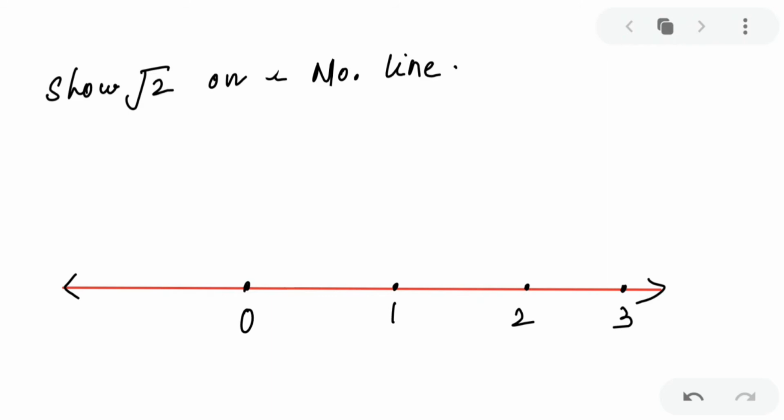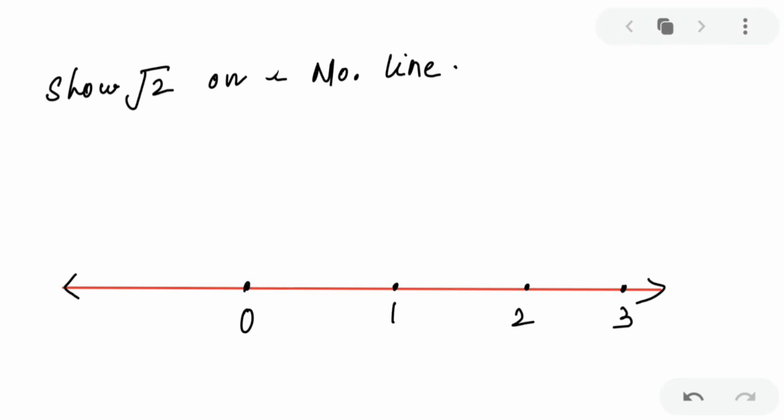Okay, on the number line we know how to put up a positive integer and a negative integer, but how to put up a root, that we will be seeing in this video. First is how to show root 2 on the number line.